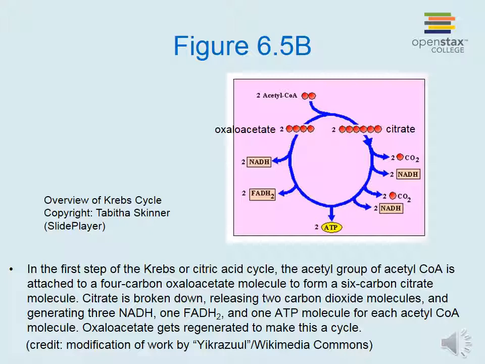That's because if we go back to the beginning, glycolysis generated 2 pyruvate molecules, each of which were converted to acetyl CoA. Therefore, there are 2 molecules available to enter the Krebs cycle. At the very end of the cycle, oxaloacetate gets regenerated to allow the cycle to start over again.